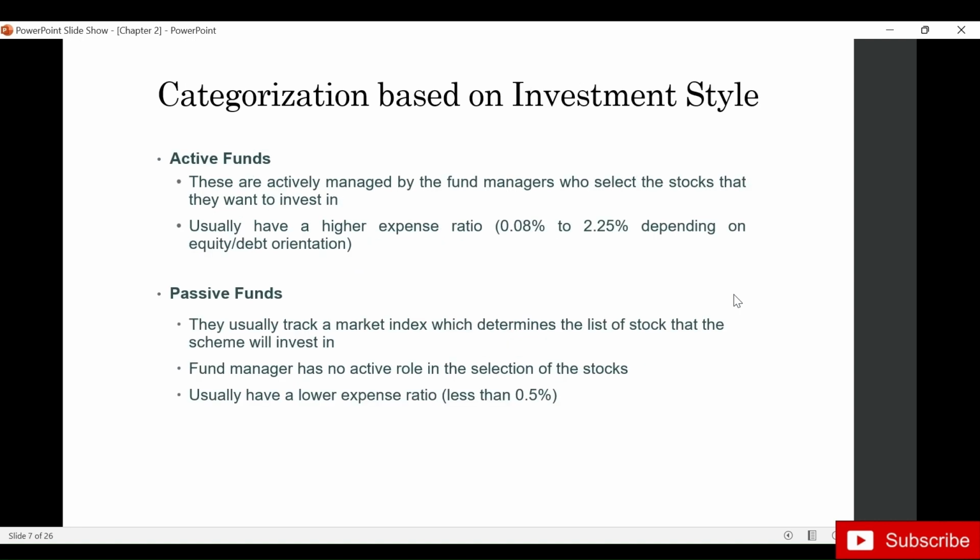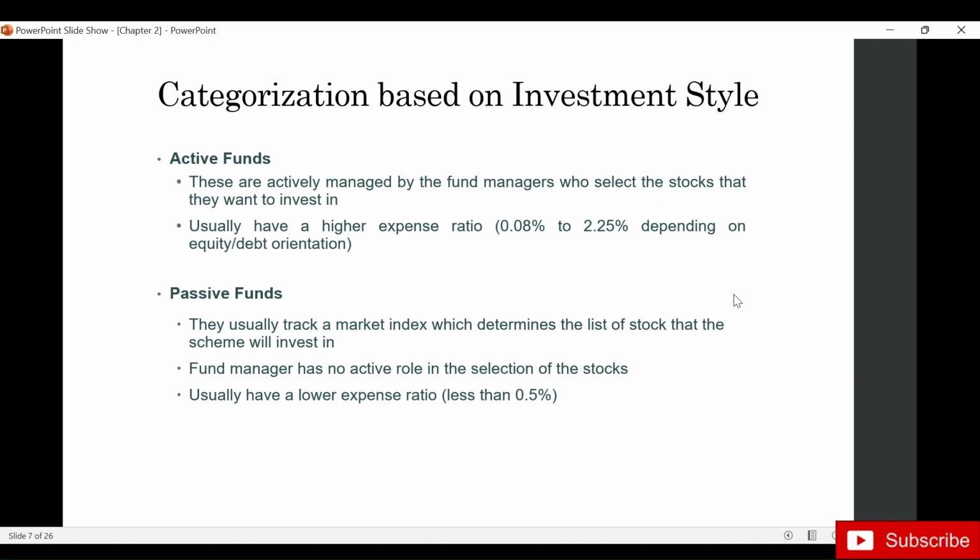Finally, we talk about the categorization based on the investment style. First is active funds. As is clear from the name, these funds are actively managed by the mutual fund managers who select the stocks they want to invest in. Usually, active funds have a high expense ratio. It ranges between 0.08% to 2.25%, depending on whether it is an equity fund or a debt fund. Equity funds usually have much higher expense ratios as compared to debt funds.